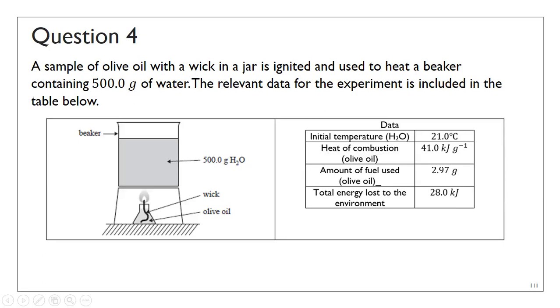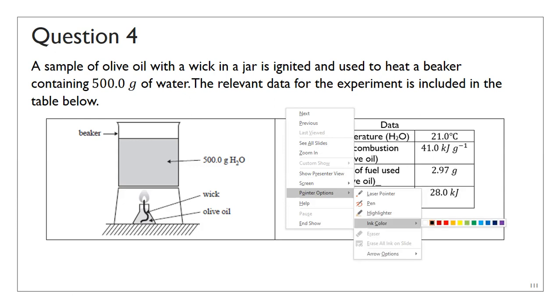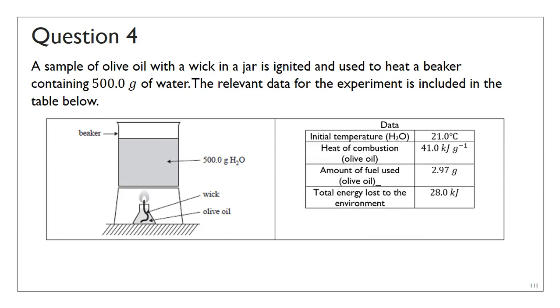Okay, let's have a look at question 4. A sample of olive oil with a wick in a jar is ignited and used to heat a beaker containing 500 grams of water. So the amount of water used is given, the mass of water, which is 500 grams. The relevant data for the experiment is included in the table below. So this is a very similar setup to the one that we've seen in question 2 and 3.